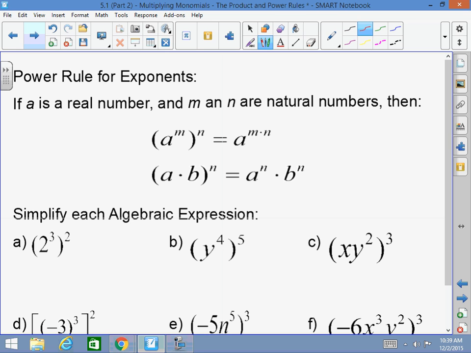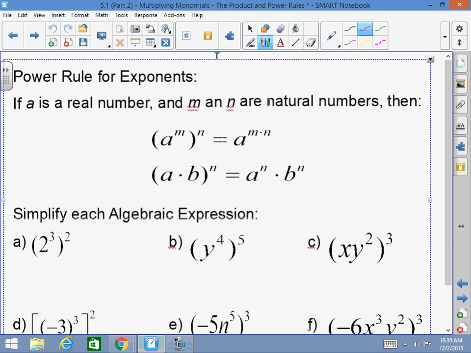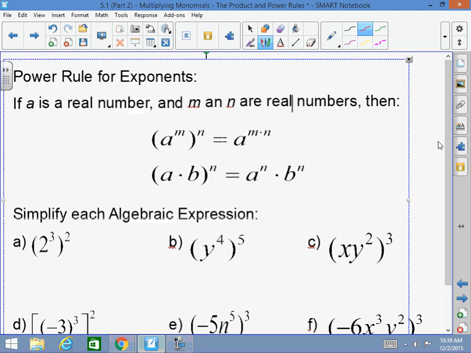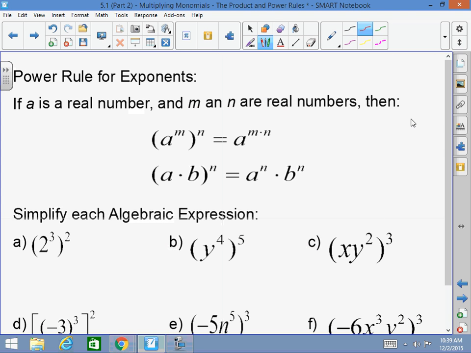The power rule. If a is a real number and m and n, again, are real numbers, not natural. Natural numbers are only whole values that are greater than 1, and they could be real. So if a is a real number and m and n are real numbers, when I have an exponent raised to another exponent or to another power, I keep the base and multiply the exponents. So I have a to the m raised to the n. It's going to be a to the m times n.